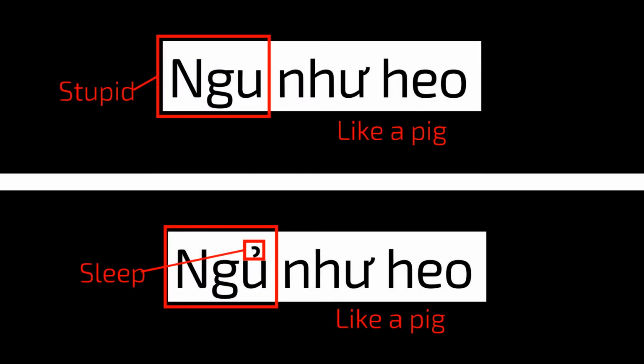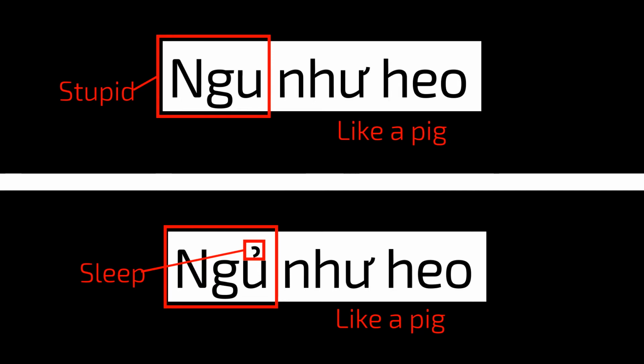For example, if you say "ngu như heo" to someone, you mean he or she is stupid like a pig, but I know you wanted to say "ngủ như heo", which means sleep like a pig. So be careful. This video will give you a better understanding and practice so that you can feel that learning these tones is vital and also fun.